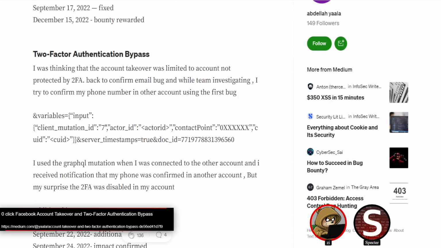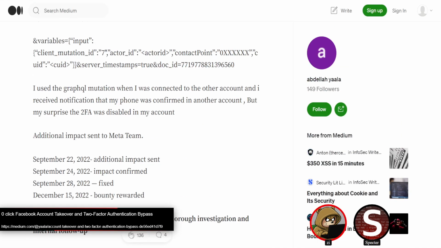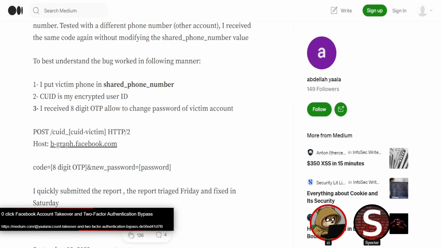Interesting case, but I'm not exactly sure what was going on with how it worked. I wish they'd maybe written this one a little bit better.